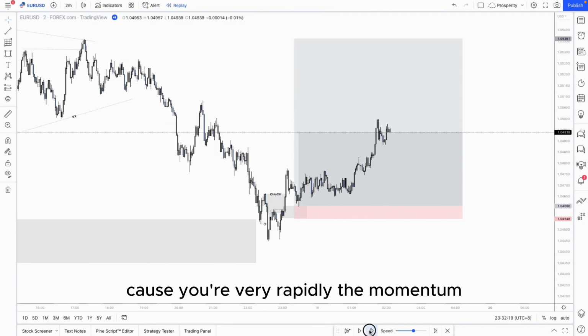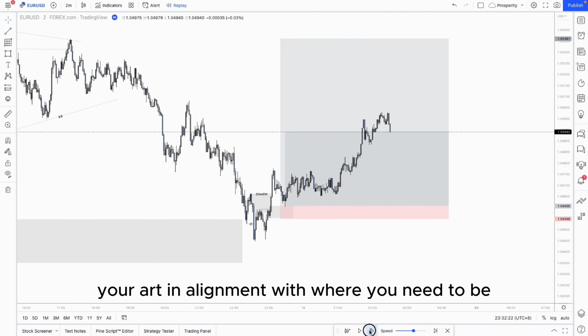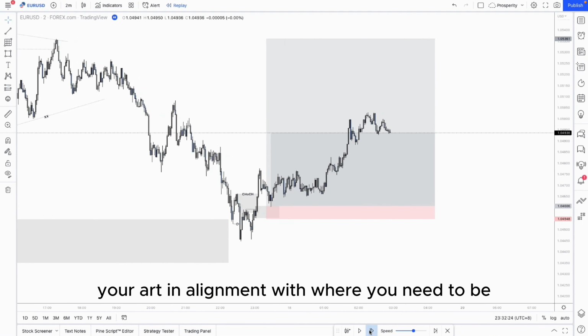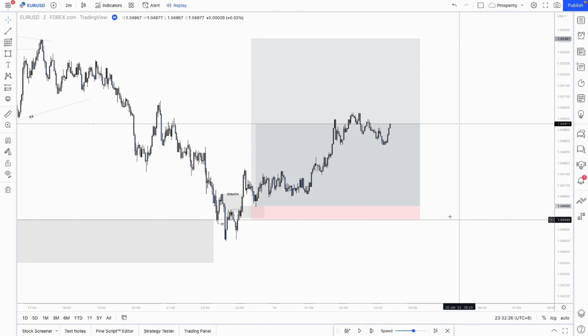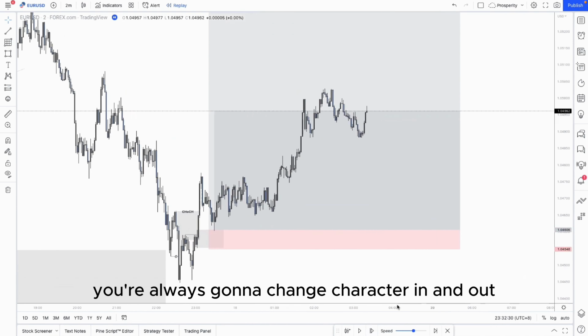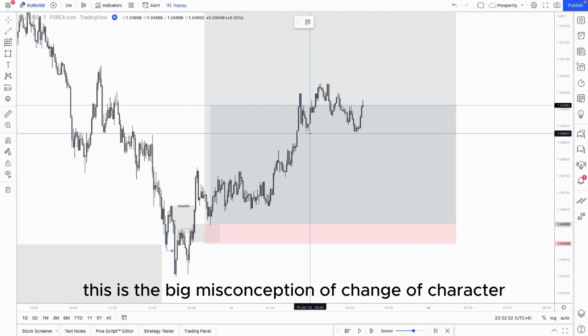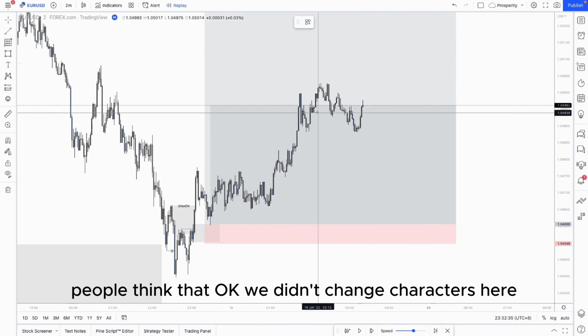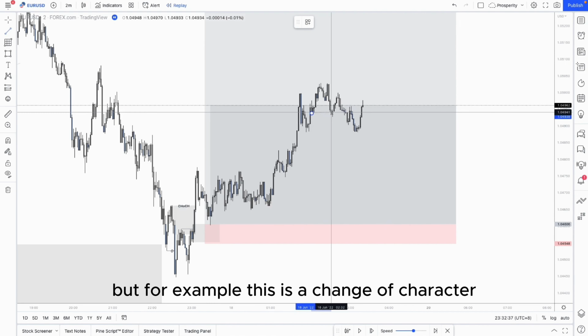You can see very rapidly the momentum, so you know you are in alignment with where you need to be. Now, you're always going to change character in and out, and this is the big misconception of change of character. People think that, okay, we didn't change character here, but for example, this is a change of character.